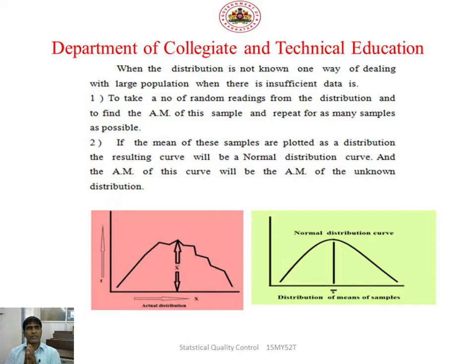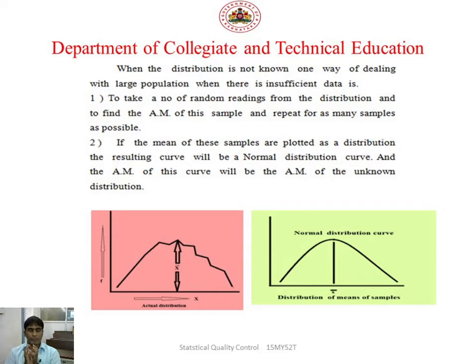Okay, that is the one curve. One more option we have: if the means of these samples are plotted as a distribution, the resulting curve will be a normal curve. So the result of that large population is taken and plotted in the normal curve, and the arithmetic mean will be the arithmetic mean of this unknown distribution. So when you get a normal curve, we can easily calculate the arithmetic mean.